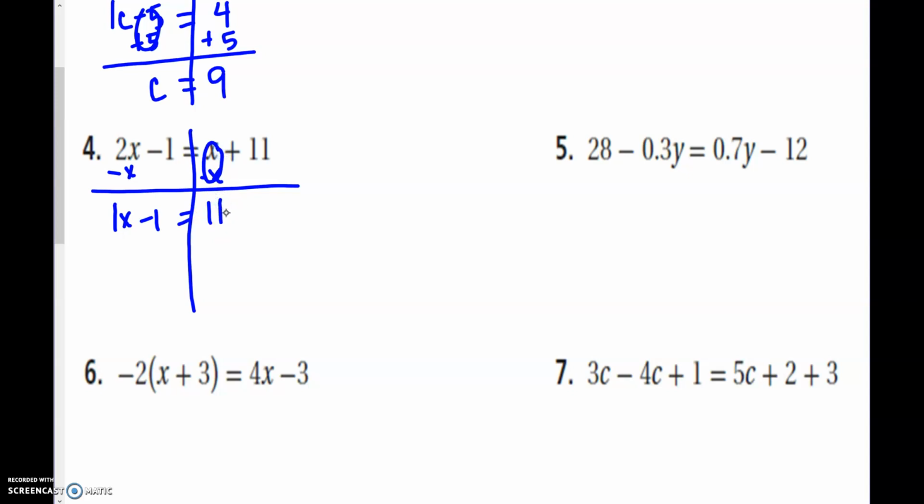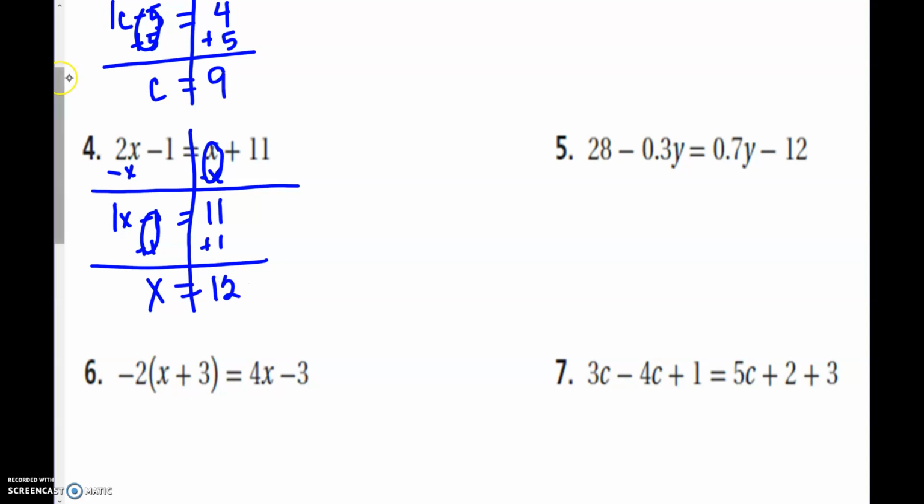All right, so we have 1x minus 1, the opposite of subtracting 1 is adding 1 to both sides. And we know that we don't have to write the 1x. We're just going to write x. These cancel, and 11 plus 1 is 12.